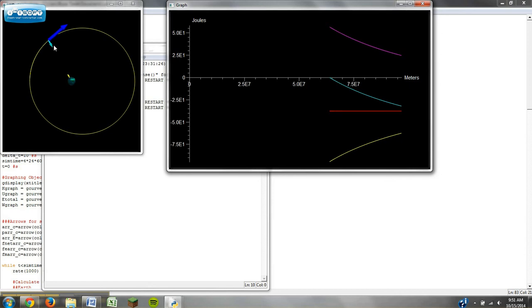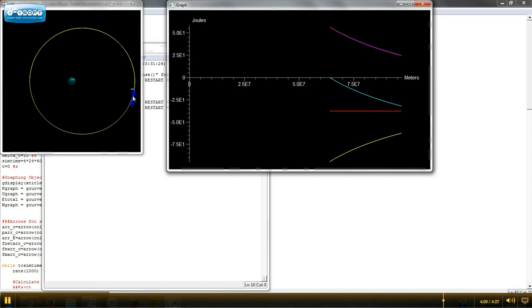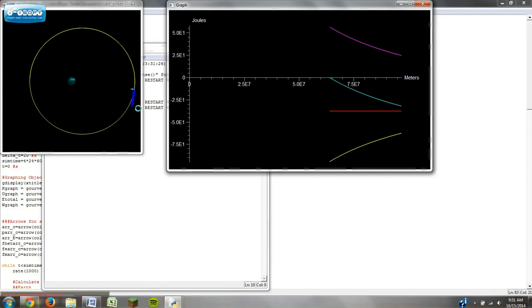As the position of the craft is changing, we see that the momentum is also changing direction-wise, but in magnitude, this arrow always stayed the same. So that's good. That's exactly what we wanted.